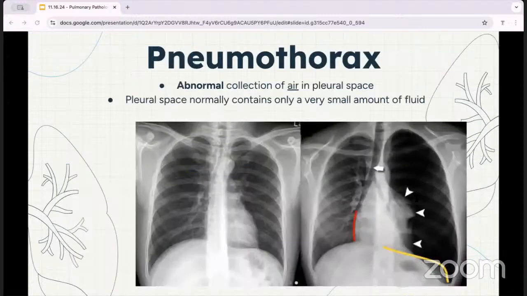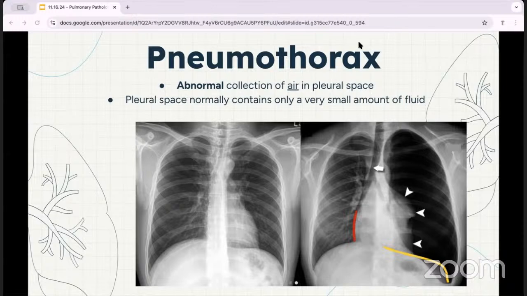Now let's talk about pneumothorax. A pneumothorax happens when there's an abnormal collection of air in the pleural space, which is basically the area between the lungs and the chest wall. This air prevents the lungs from expanding properly. Under normal conditions, the pleural space only contains a very small amount of fluid for lubrication, to reduce friction between the lungs and the chest wall during breathing.